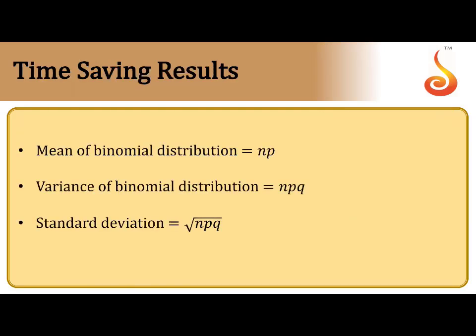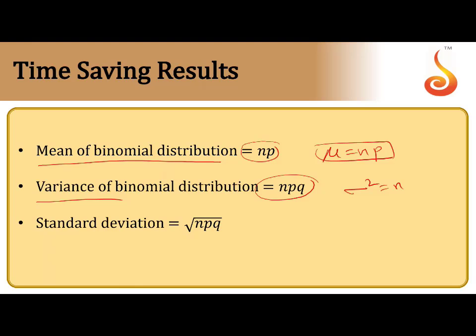Next, the mean of the binomial distribution is np. Unlike the general distribution, here the mean of the binomial distribution is np. So you can denote it by mu equal to np. Now the variance is equal to npq, so sigma square is npq. That is the formula for variance. So SD is the root of variance, the root of npq, which gives the standard deviation. These are the concepts useful to solve problems in permutation, combination and probability.